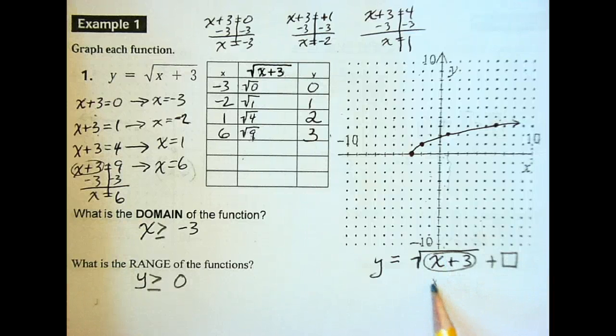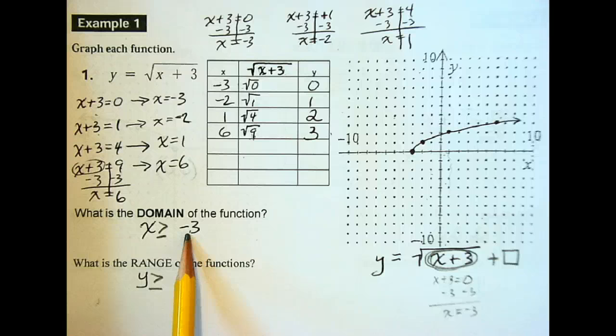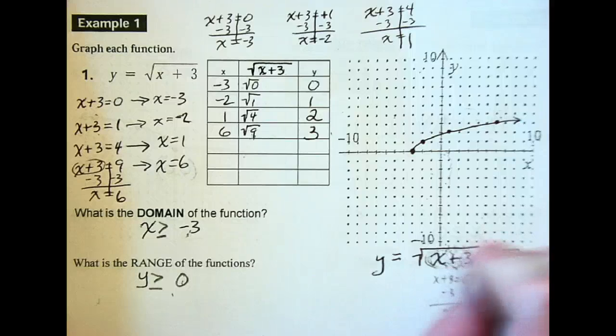X plus 3 equals 0 at negative 3. So x equals negative 3. Whatever makes this equal 0, that's that value. And the thing you're adding to the outside, that's that value. Okay? It's whatever makes the inside 0. You guys, this is a pattern you see all throughout math.